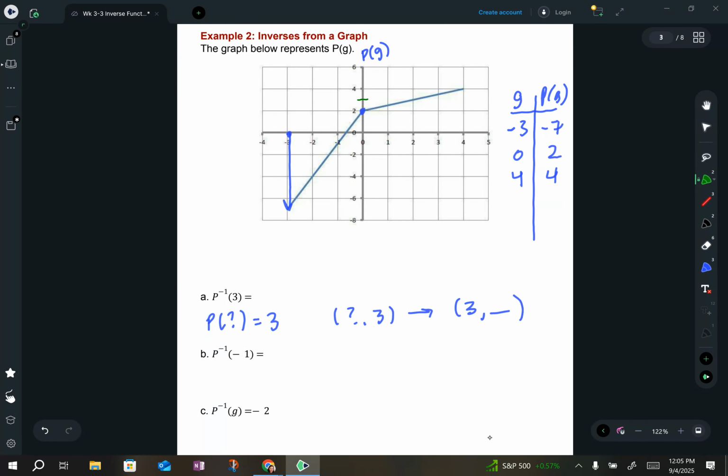So let's look. Here's 3. If I come over here, it hits right about at 2. So I would say in my original function, p of 2 is 3. So that is the point (2, 3) on my graph of p. So if I go to p inverse, it would go 3 to 2. So that tells me p inverse of 3 is equal to 2. All right, so following in that same logic, I would like you to pause the video and try to find p inverse of negative 1.